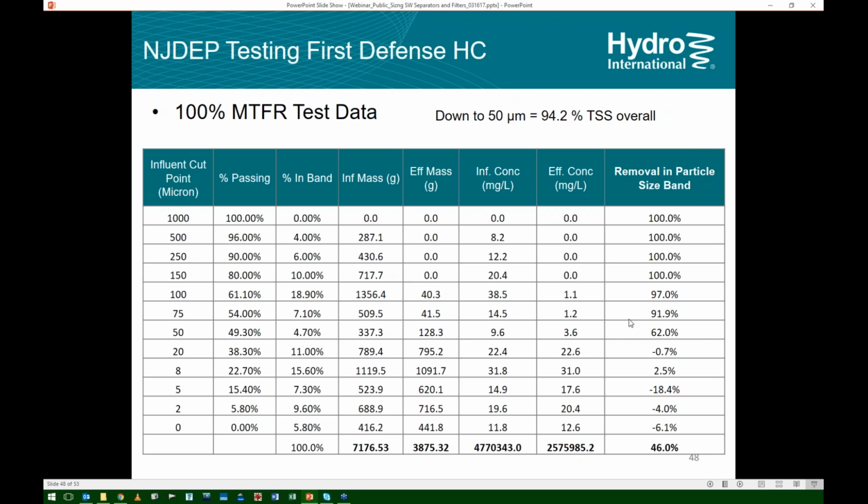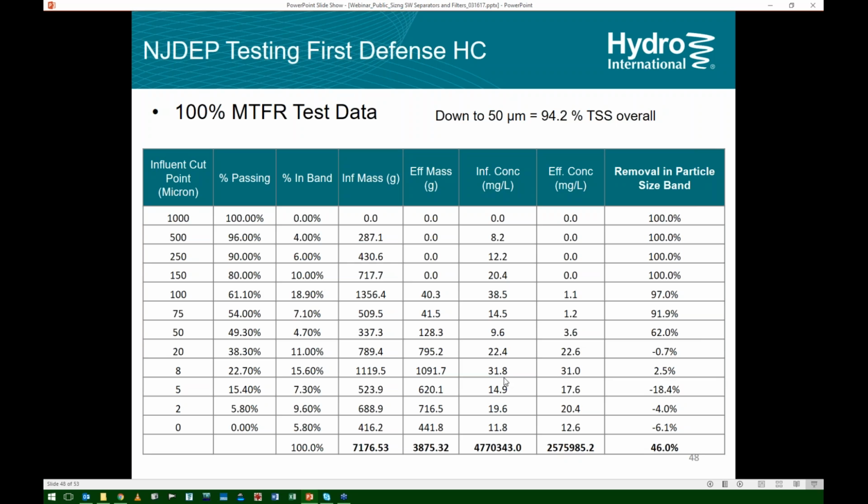And what we found with our first defense unit, typically down to 50 micron, you're getting positive removal, and once you drop down closer to 20 micron, basically you're getting no removal. It's showing negative removal, but when we look at the actual numbers, 22.4 in, 22.6 out. So basically within the margin of error, everything that was coming in was going out. And at 20 micron, you expect that with the separator, because they're not designed on typical sizing to remove these very, very fine particles.